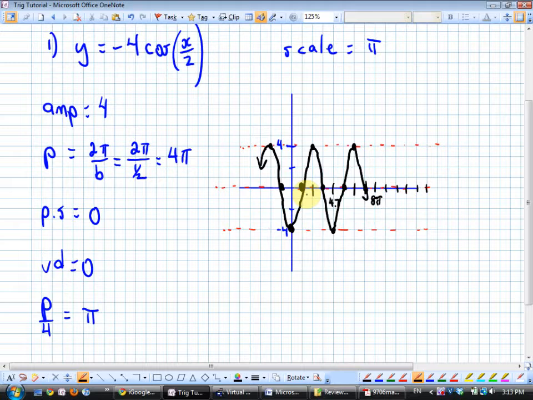Let's do a more complicated one. This one had no phase shift and no vertical displacement. That would be what your first question is like.